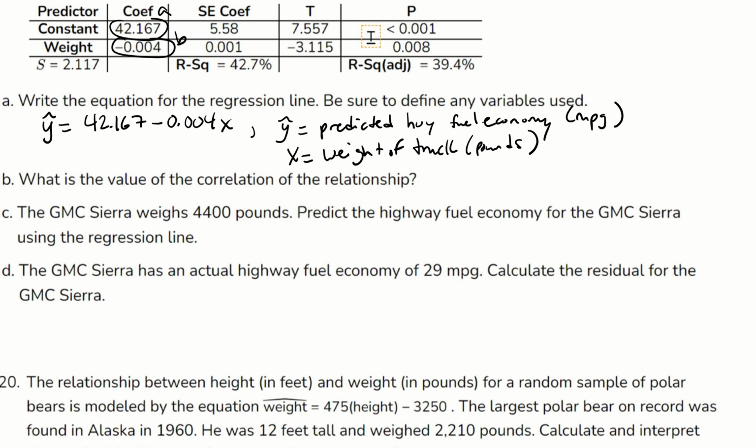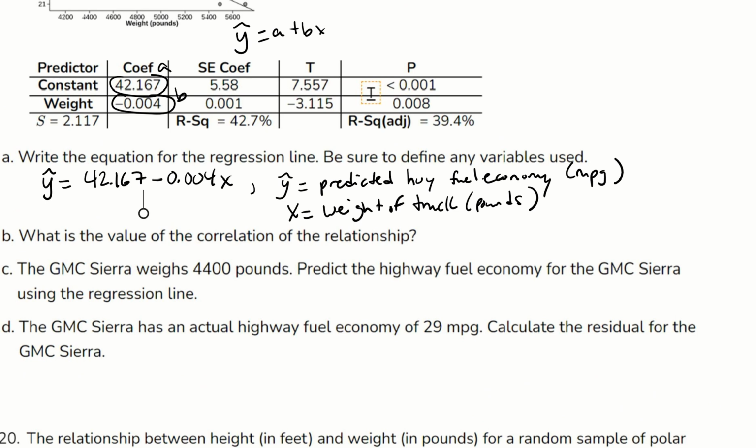All right, part B, it says, what is the value of the correlation of the relationship? So here they don't give you the r, but you can find the r from the r squared value. The value of the correlation is equal to the square root of the r squared value. However, remember that this is a negative relationship because the coefficient is negative, and so that means the r is going to be negative. So we're going to do the negative square root of r squared. The r squared value is 0.427.